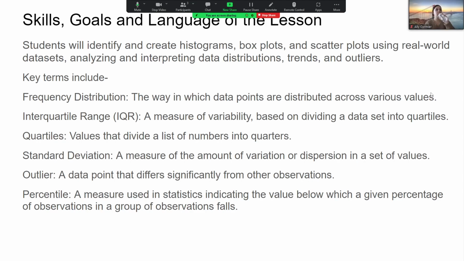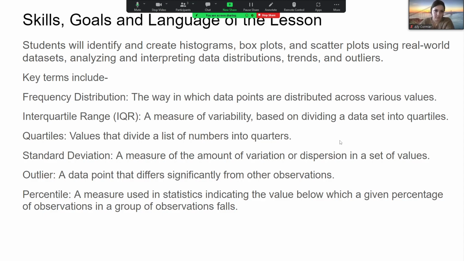Skills, goals, and language for this lesson. Students will identify and create histograms, box plots, and scatter plots using real-world data sets, analyzing and interpreting data distribution, trends, and outliers. Some key terms: frequency distribution, this is the way in which data points are distributed across various values. Interquartile range, a measure of variability based on dividing a data set into quartiles. And quartiles, values that divide a list of numbers into quarters.